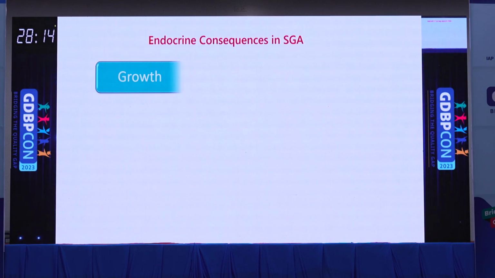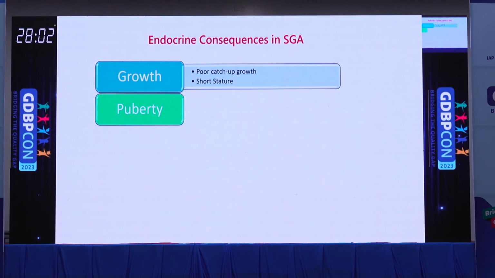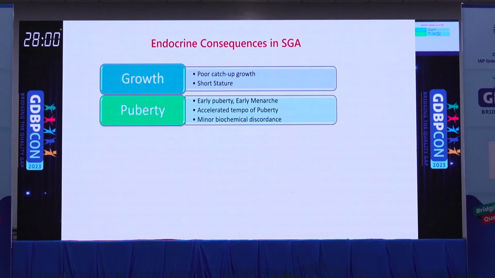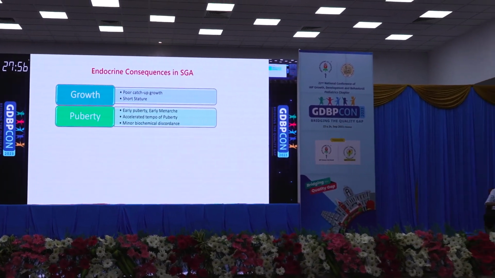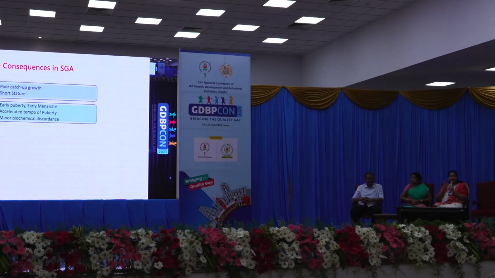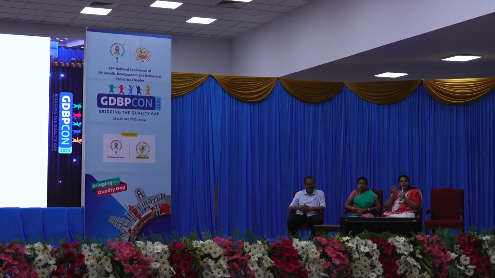So being born small for gestational age itself puts children at risk of having endocrine consequences. Growth has been very clearly explained by Dr. Dhakshayani. By the end of the second year, if the child is not catching up with term babies in growth, it is very unlikely that the child will catch up after that. A preterm child not catching up with growth until 3 to 4 years is very unlikely to catch up.